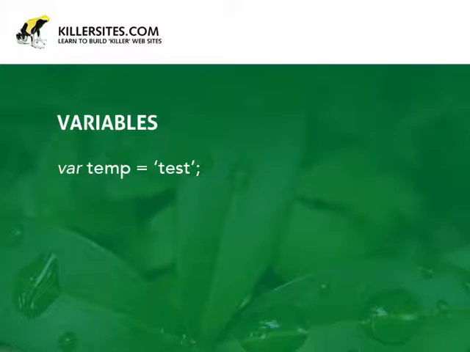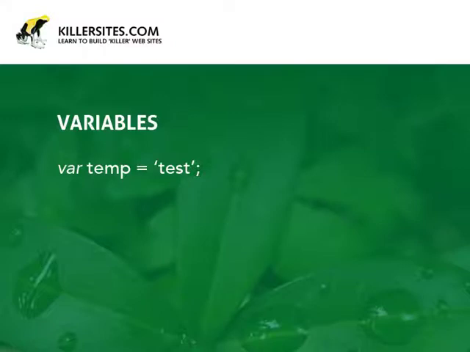Note that variables in JavaScript are dynamic. You don't need to specify what type of data a variable will hold, since JavaScript looks at that data and figures out its type automatically. For example, test is a string because of the quotes. It will also automatically figure out if it's an integer, a double, a boolean, or an array.